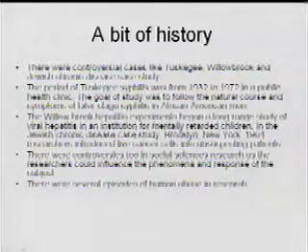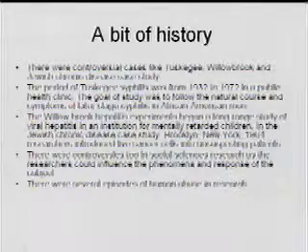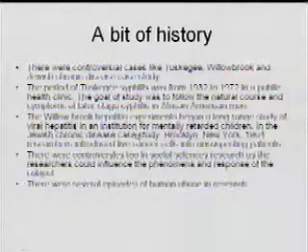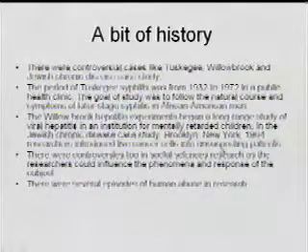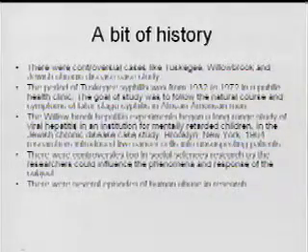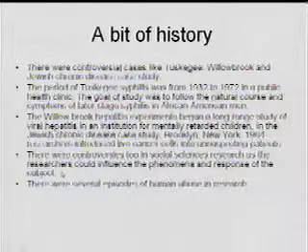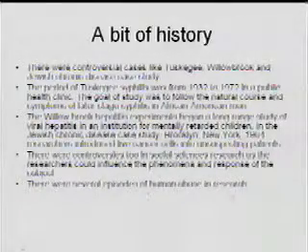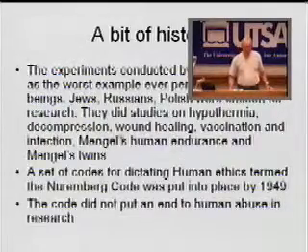The Willowbrook hepatitis experiments began a long-range study of viral hepatitis in an institution for mentally retarded children. In the Jewish chronic disease case study, Brooklyn, New York, 1964, researchers introduced live cancer cells into unsuspecting patients. So there were controversies, too, in social sciences research, as the researchers could influence the phenomena and thereby the response of the subjects. So there were several episodes of human abuse in research, even subsequent to the Nuremberg Code.